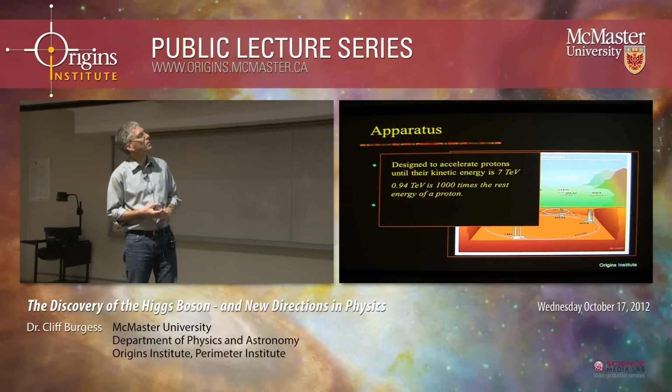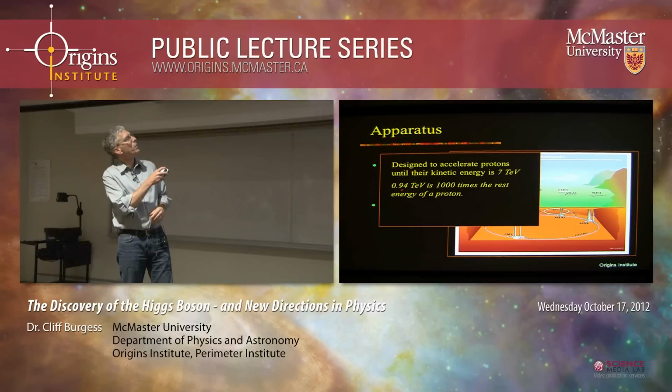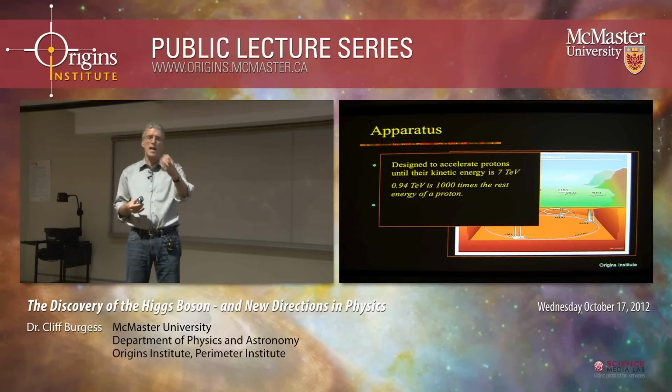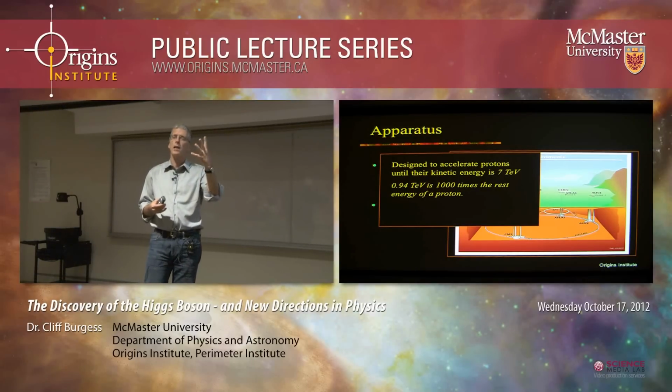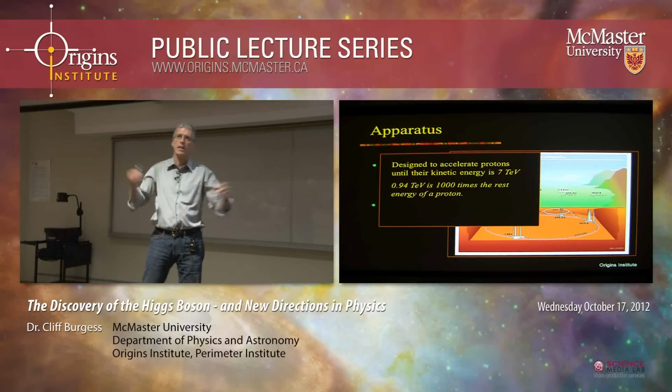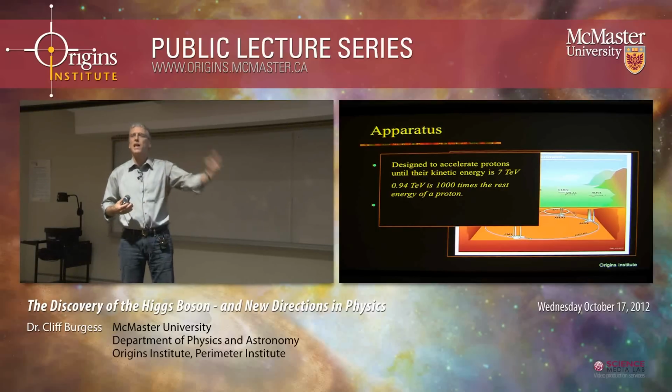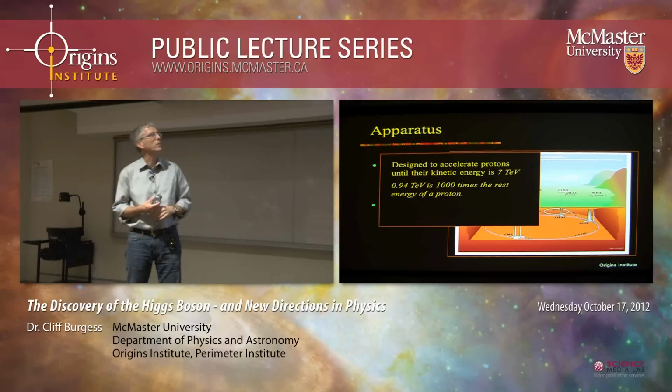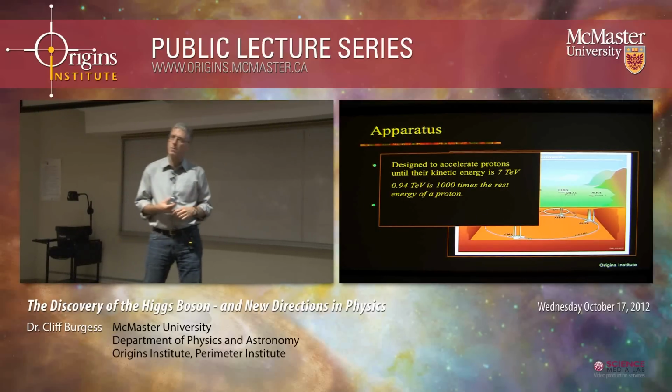And that's not very useful to visualize. So the better way to think about it is that 0.94 of these TeVs, these tera electron volts, is 1,000 times what you would have had if you took the mass of a proton and turned it into energy using Einstein's E equals mc squared. So you completely liberate all of its mass as energy. Then 1,000 times that is almost a tera electron volt. And so 7 of those is what the beams have.